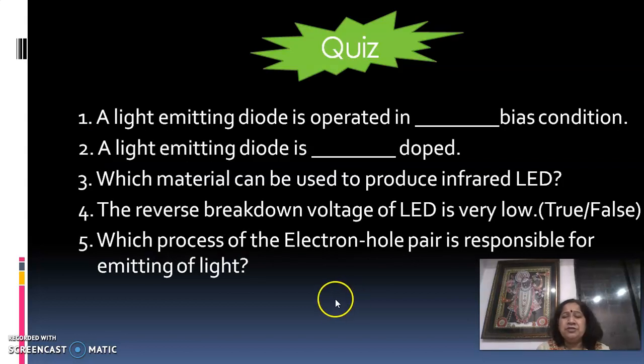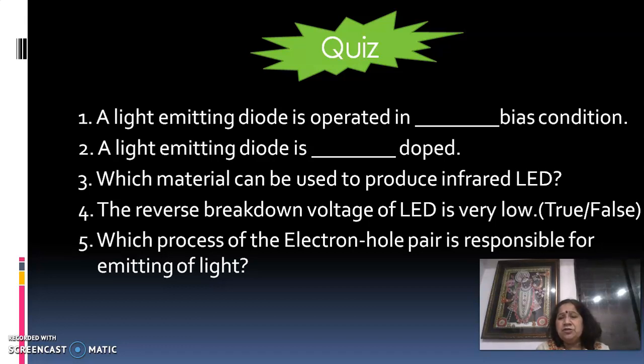Here is a small quiz for you to solve, to recap. A light emitting diode is operated in dash bias condition. Yes, we know that it is always operated in forward bias condition. A light emitting diode requires very low voltage, and current increases exponentially. So it has to be very heavily doped. The material which is used to produce infrared LED is gallium arsenide.